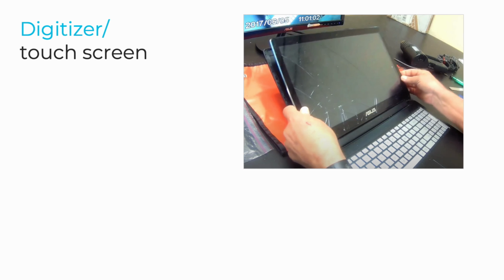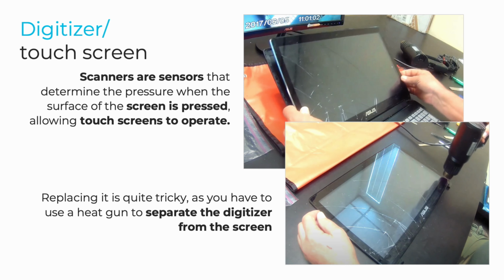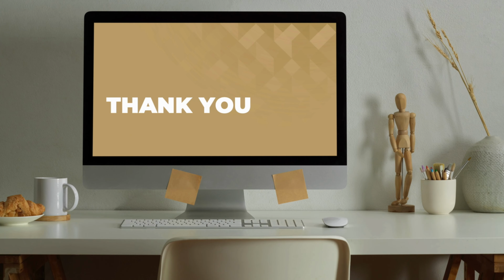We're going to end the course with the touchscreen scanners. Scanners are sensors that determine the pressure when the surface of the screen is pressed, allowing touchscreens to operate. This device is a thin, transparent layer that is located on top of the screen. Replacing it is quite tricky, as you have to use a heat gun to separate the digitizer from the screen.